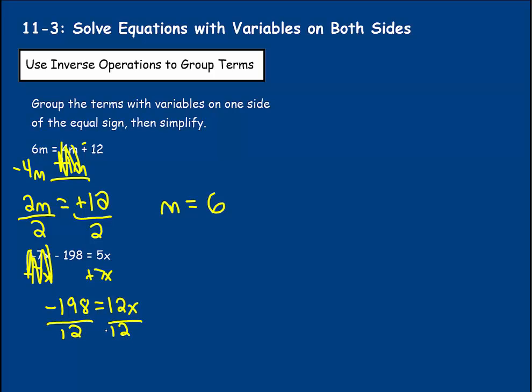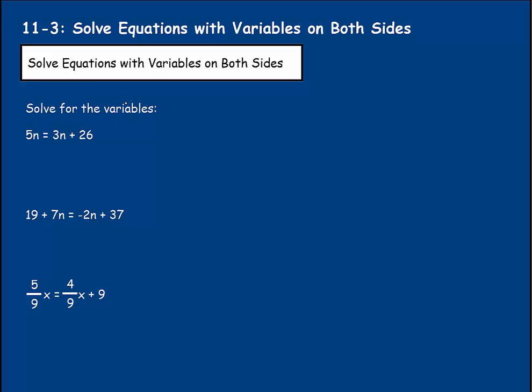Negative 198 divided by 12 is negative 16. 12 divided by 12 is 1. So it's negative 16 equals 1x. So we have now solved for the variable. So now it tells us to solve for the variable again.